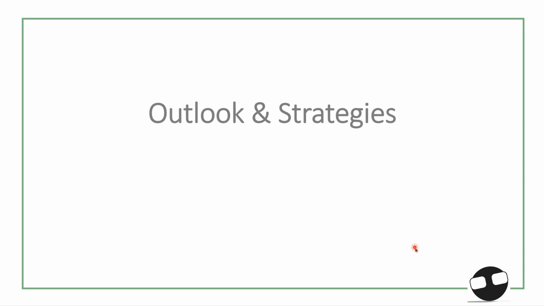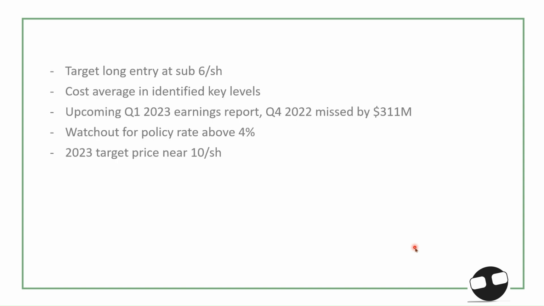So for our outlook and strategy, we can assess or reassess the situation, and given opportunity for a good buy level for the company. Our target long entry is at sub 6, so the 6 again is actually a very strong identified key support level for the company. So I think that's a good entry point for us. And then cost average in identified key levels down to 3.5 range, which is the COVID bottom.